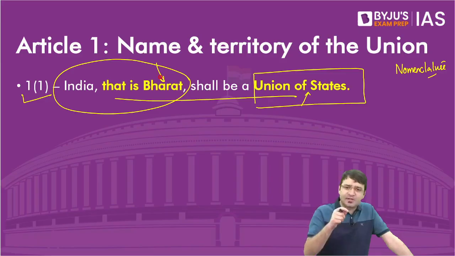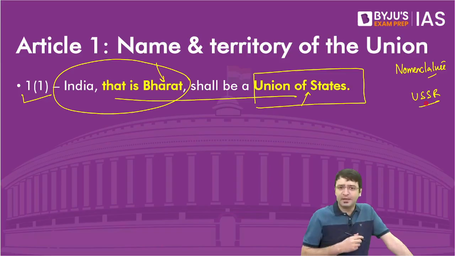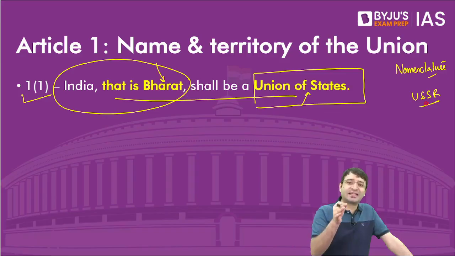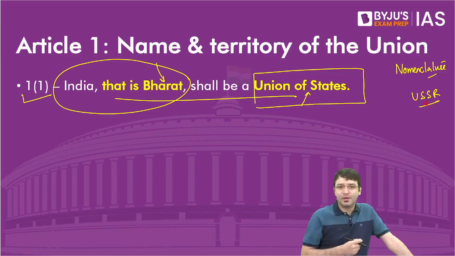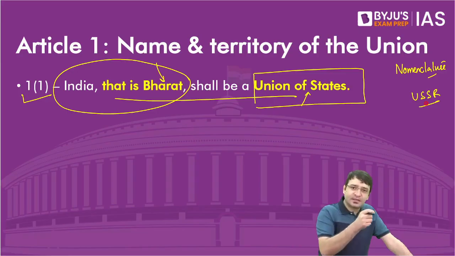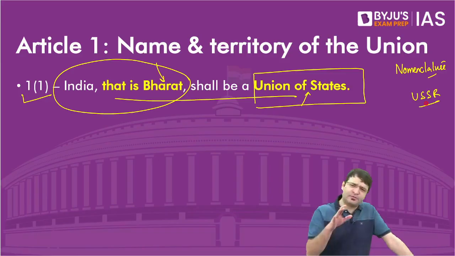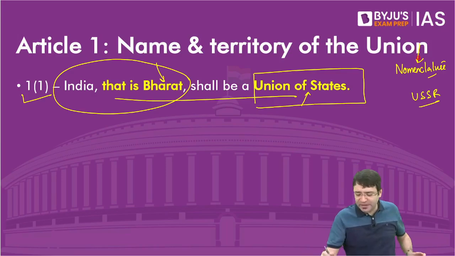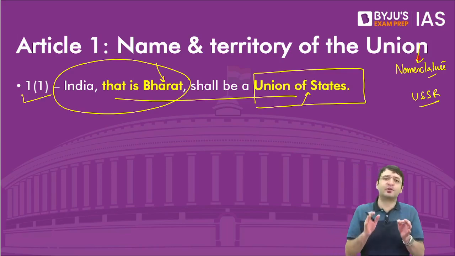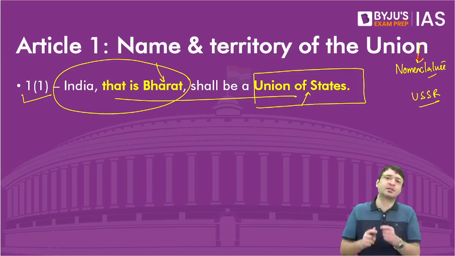There were some members in the Constituent Assembly who were very inspired by USSR, which is today's Russia. USSR, Union of Soviet Socialist Republics. They were inspired by USSR and they said we should have a similar name. Union of Socialist States of India, Union of Socialist States cum Republic of India. That means there was a lot of debate and discussion on what should be the name, the nomenclature of this new country, what should we call this country.